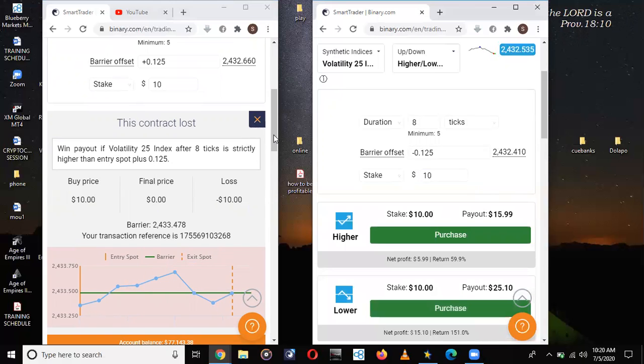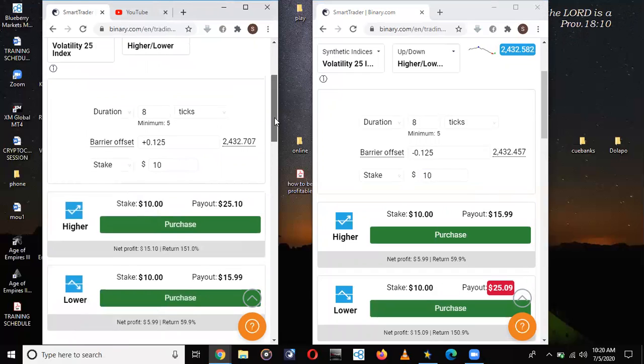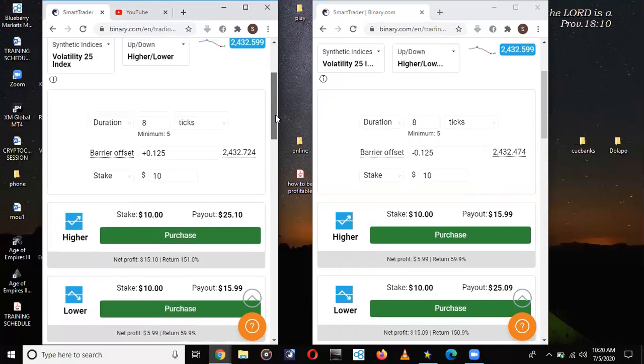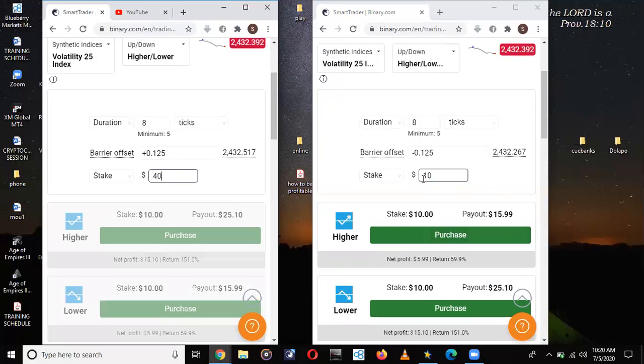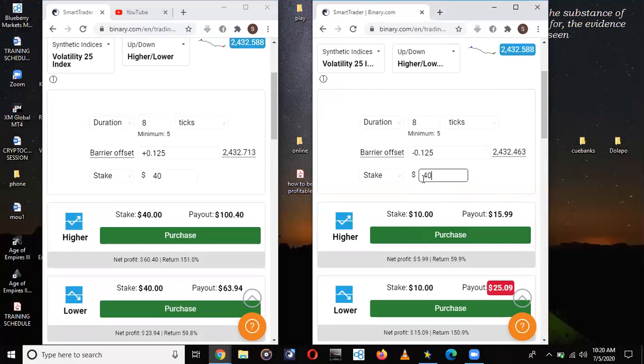So let's take another trade. We'll increase our stake again at this point to 40. The only thing about this strategy is you have to have a large account. So I'll wait for it to start trending again.